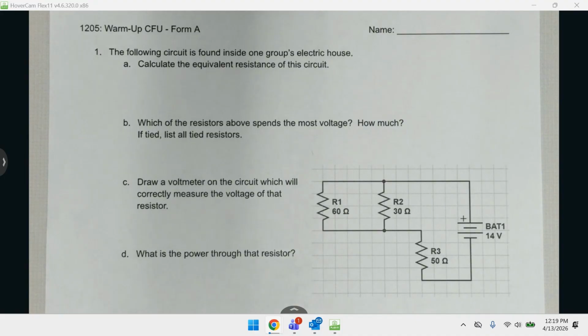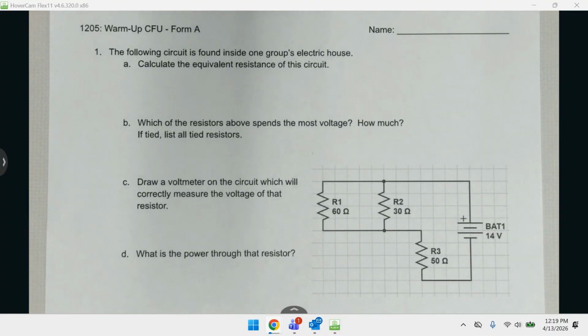Form A says the following circuit is found inside one group's electric house. Calculate the equivalent resistance of the circuit. So we'll start with part A. And so this is a combination circuit. I know that because I have a parallel section and I have a section that is in series with that. And so we have both components to consider here.